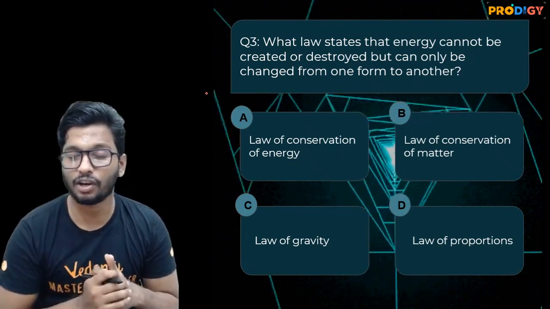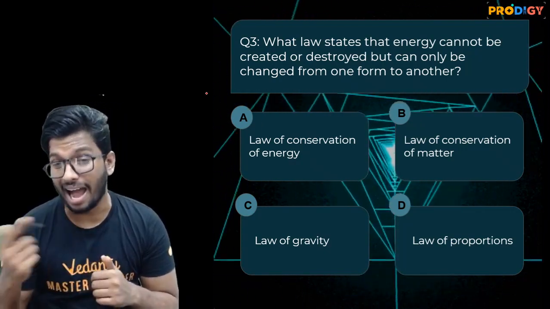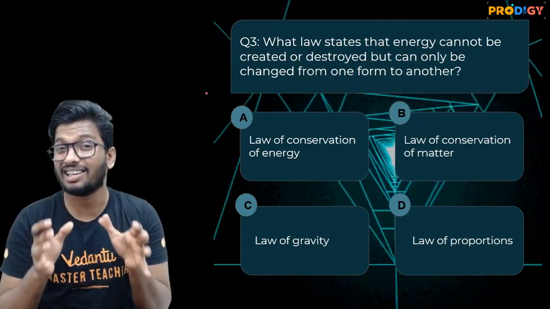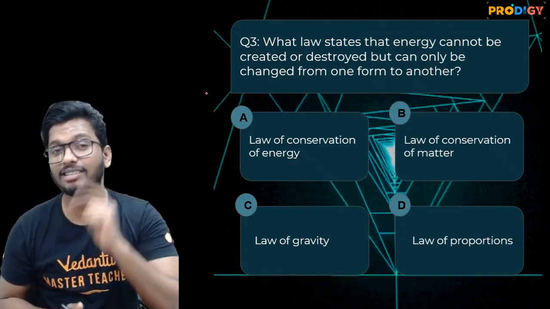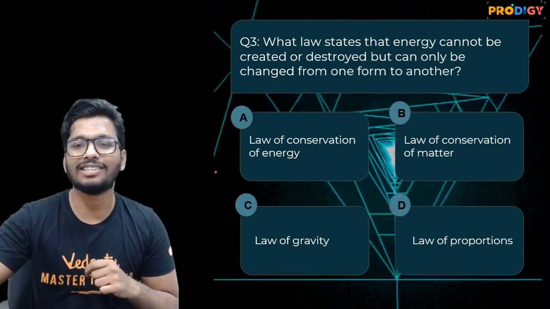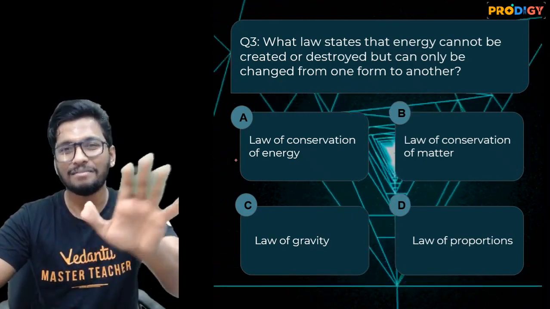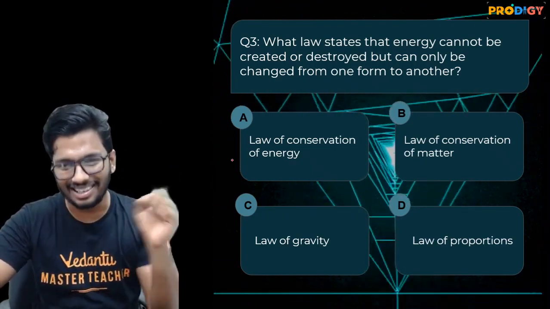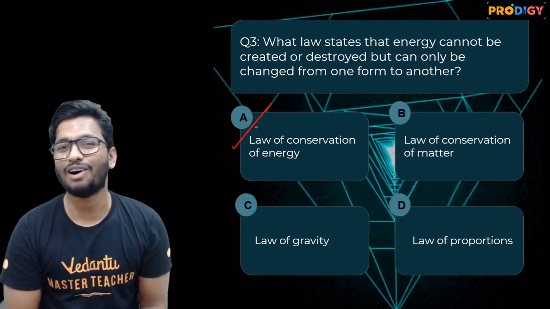Let me read out the options for you guys. Is it called the law of conservation of energy? Is it called the law of conservation of matter? Is it called the law of gravity or law of proportions? Energy can neither be created nor destroyed, but only be transformed from one form to another. That is the law of conservation of... It's not option C already, that's very obvious. But I'm going to give you 5 more seconds to make up your mind. 4, 3, 2, 1. The answer, guys, is option number A. It is called the law of conservation of energy.